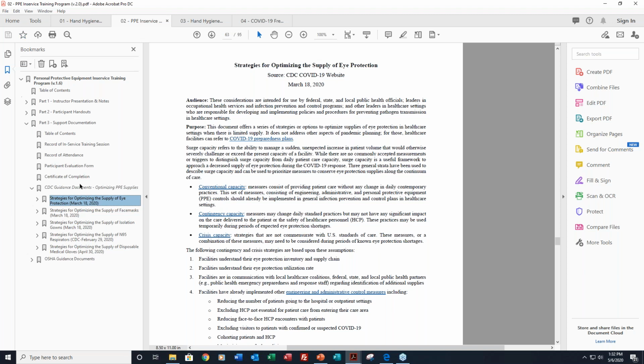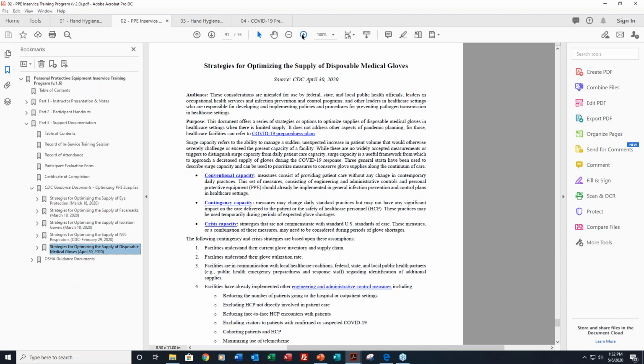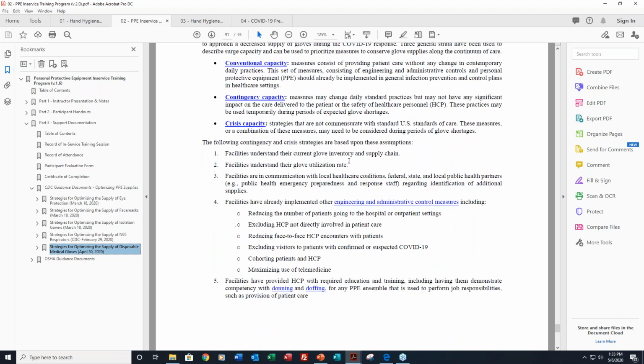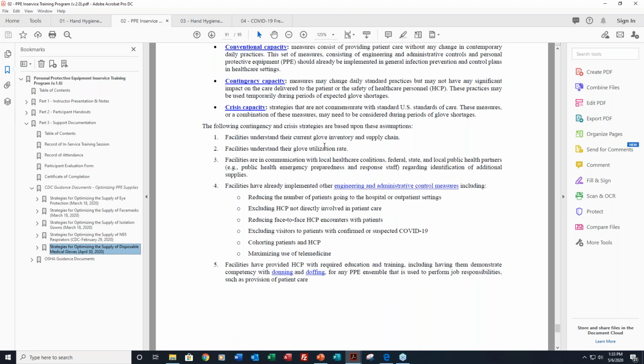Greg mentioned that we did an update. We did. CDC released this new one. It was published April 30th, but we don't always know that they've updated it. Sometimes even though they say it was posted on a certain day, it may have been posted to their site but was not available for two or three days. But anyway, this one is a new one, an update for optimizing the supply of disposable gloves. We uploaded that and changed this handout so that you would have that information.